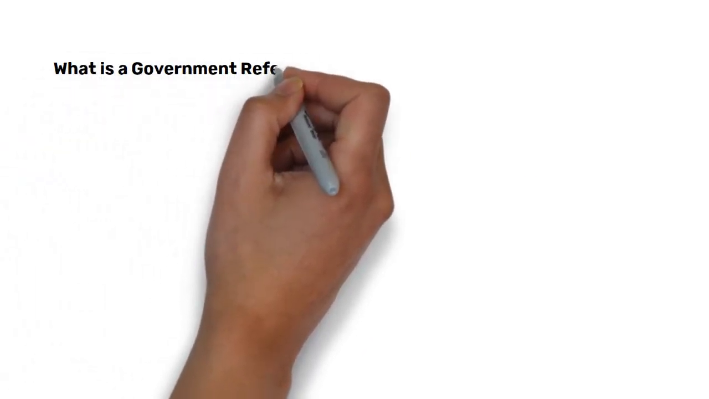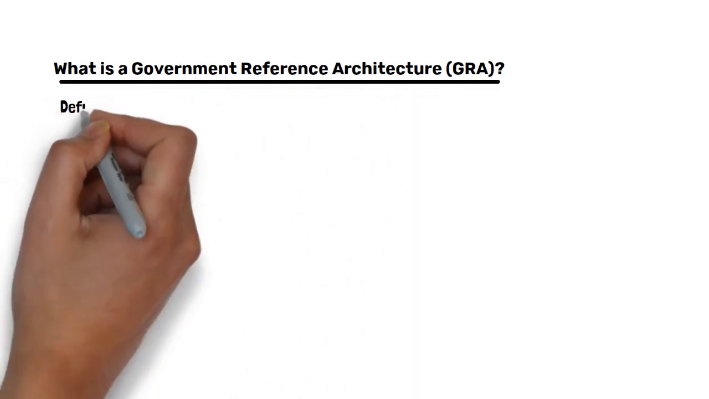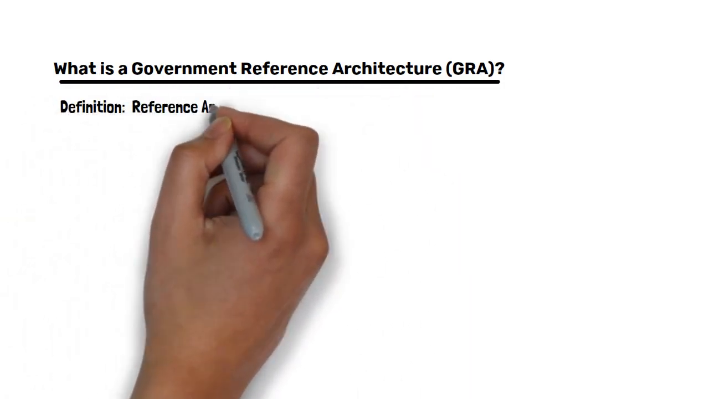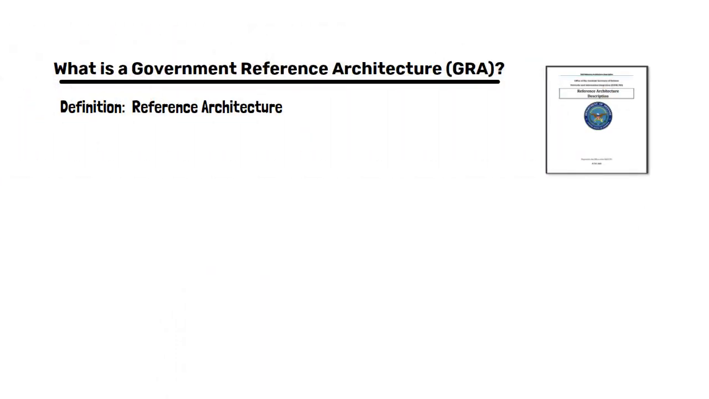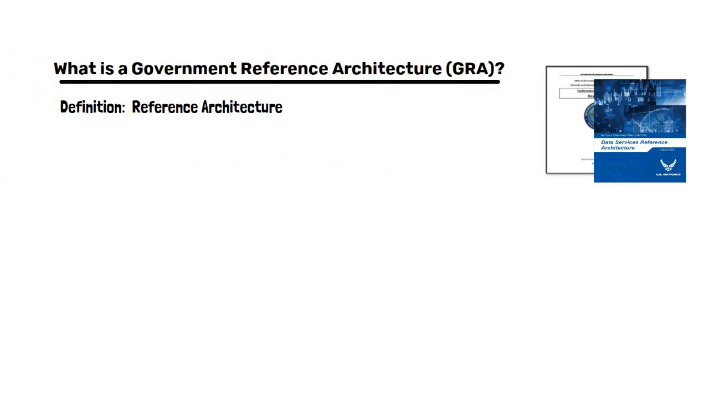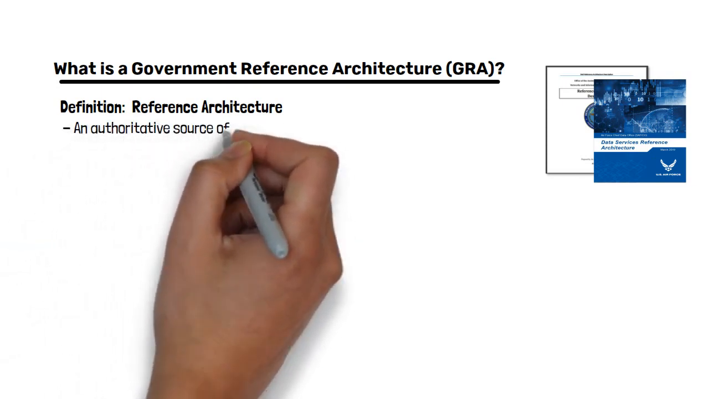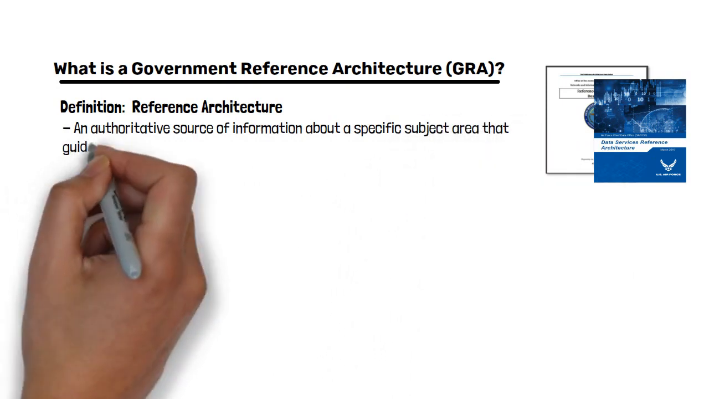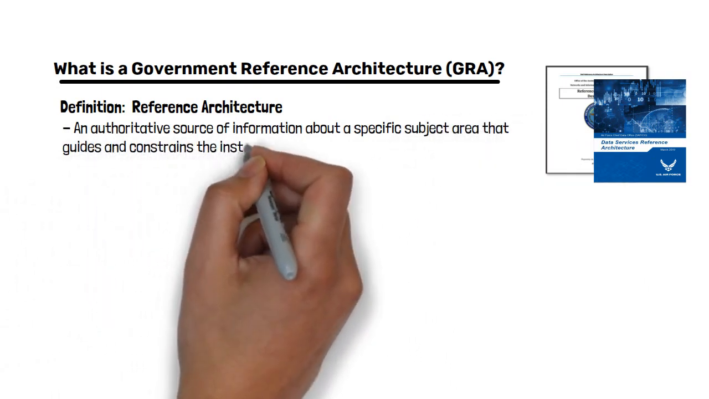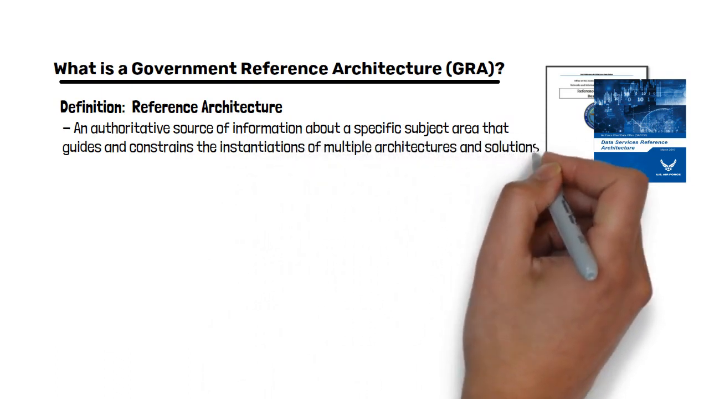So, to start, what is a government reference architecture? Let's begin with a definition of a reference architecture. The first definition is taken from DoD Reference Architecture Description, published in June of 2010. This definition has also been repeated in the Air Force Data Services Reference Architecture, published in March 2019. These documents state that a reference architecture is an authoritative source of information about a specific subject area that guides and constrains the instances of multiple architectures and solutions.